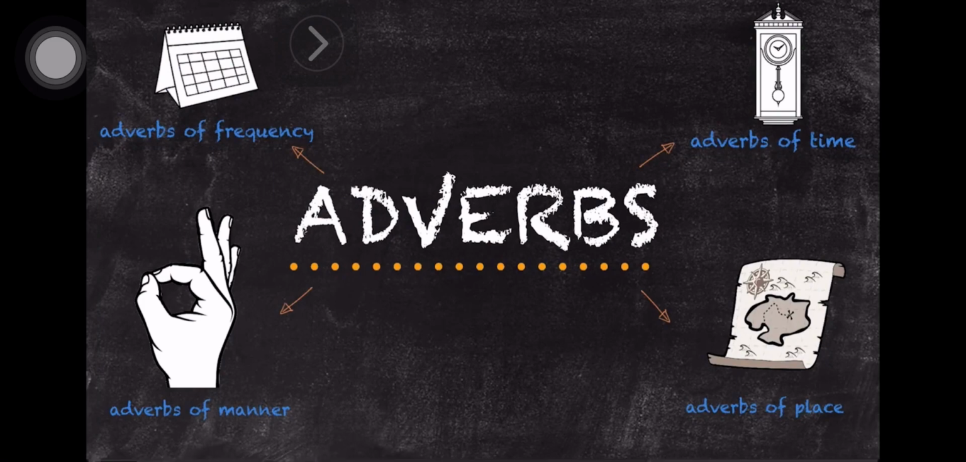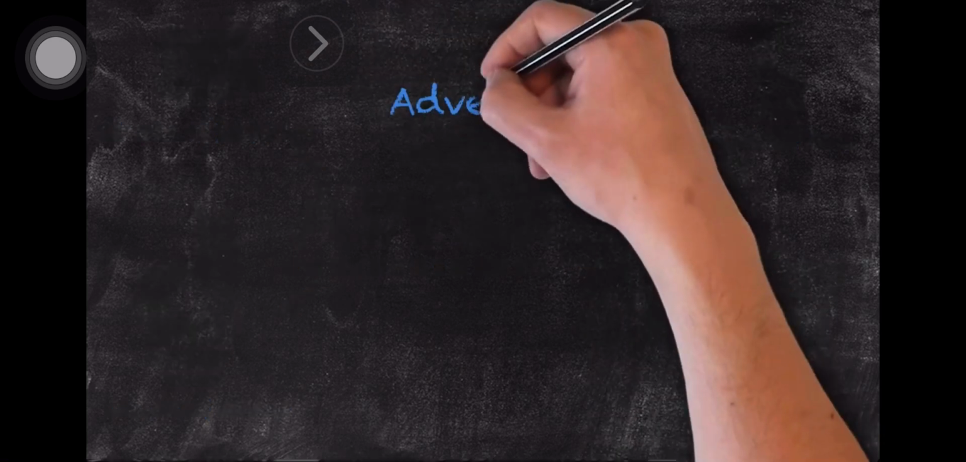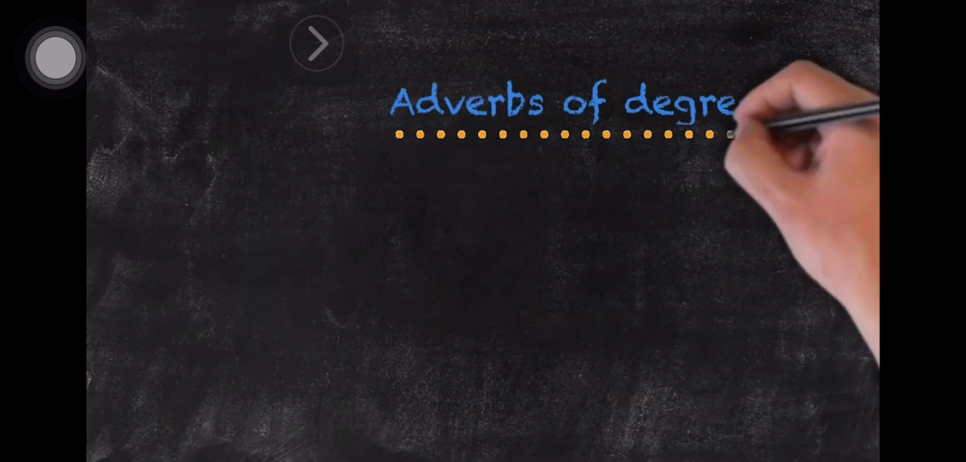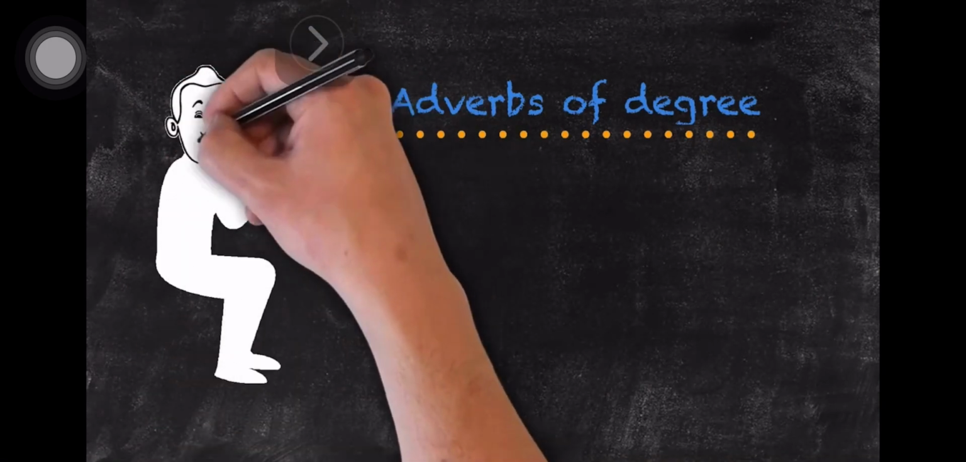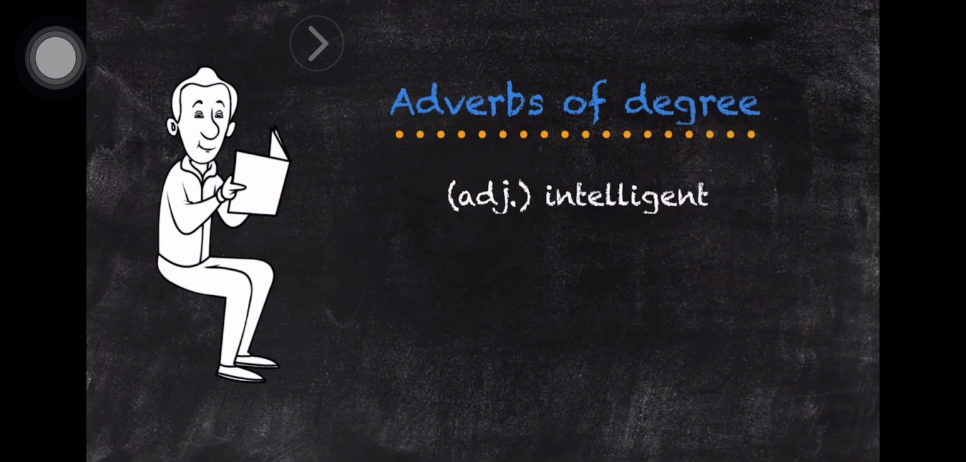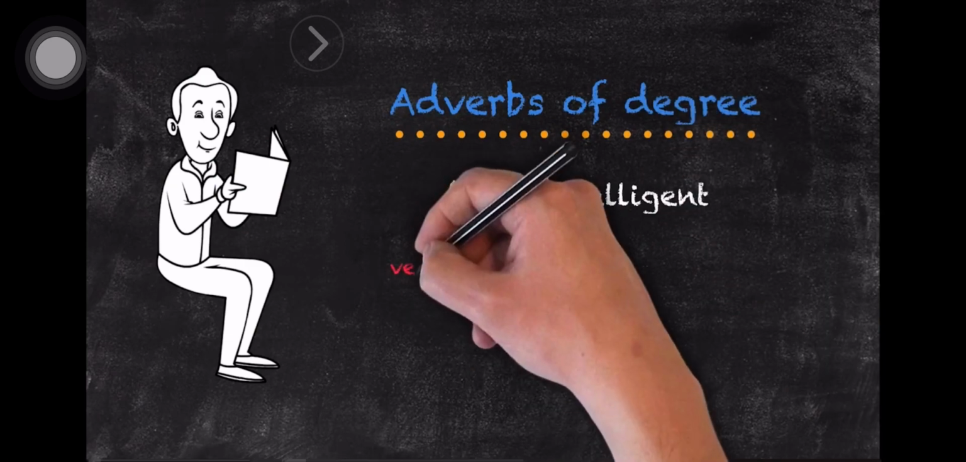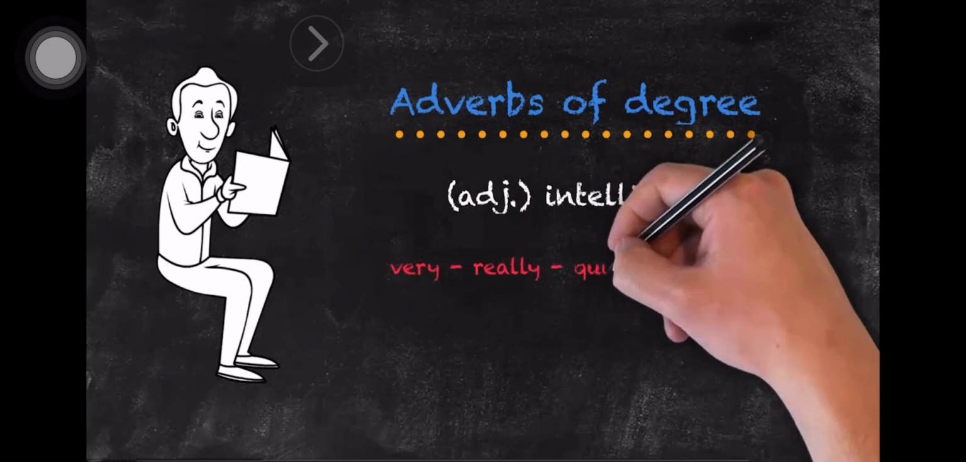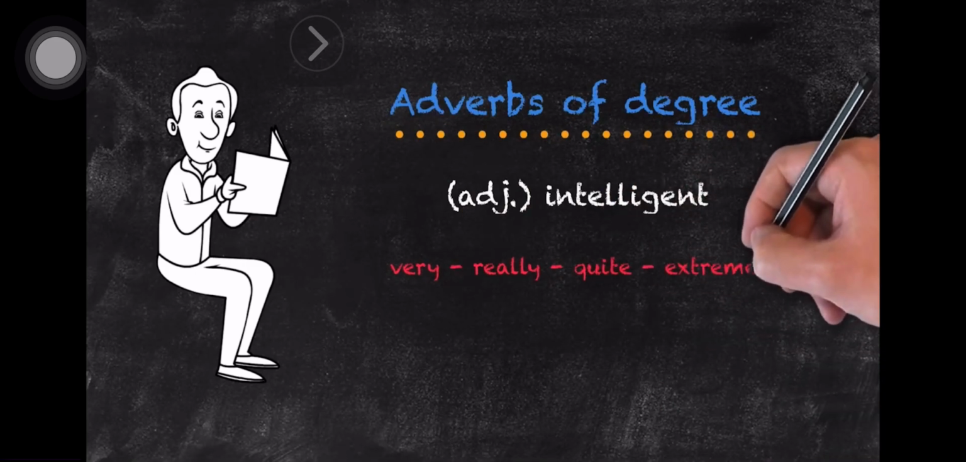There's also another type of adverb, but here we're going to describe adjectives or other adverbs instead of verbs themselves. These are called adverbs of degree. If we were to take the adjective intelligent, we could easily say he's very intelligent, she's really intelligent, they're quite intelligent, or he's extremely intelligent.